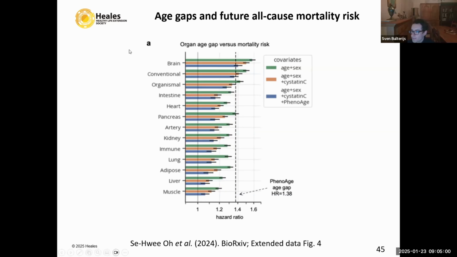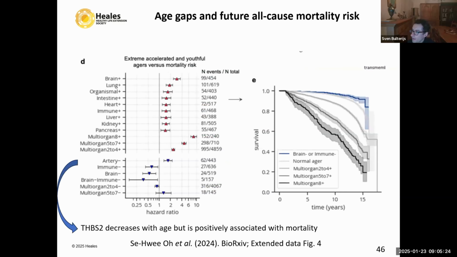This one we briefly touched upon earlier is showing that here you see the pheno-age line, and you can see that, for example, if you use the brain aging clock that I developed, you can get above pheno-age. These clocks give you information beyond what you will get from pheno-age alone in terms of all-cause mortality.